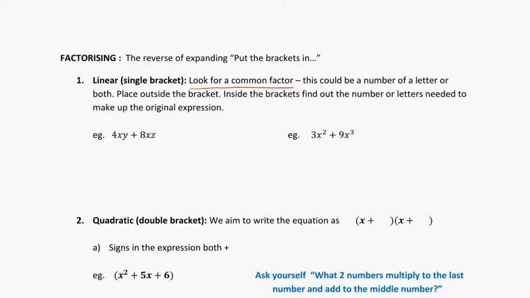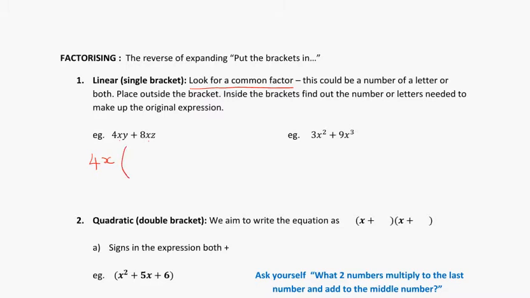Now what is common? We've got a 4 and an 8. So the highest common factor of 4 and 8 is a 4. We're going to write this outside the bracket. We then look at the letters. So do numbers first, then letters. We've got an x in that one and an x in that one, so we can pull an x outside the bracket. And that's all.